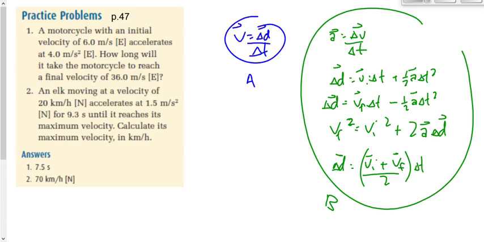All right, let's take a look at question number 1 here. It says a motorcycle with an initial velocity of 6 meters per second to the east accelerates at 4 meters per second squared to the east. How long does it take the motorcycle to reach a final velocity of 36 meters per second to the east? This is accelerating, right? This motorcycle is speeding up. It's accelerating. Therefore, we've got to use our Group B equations, our green equations right here, or at least one of them. Which one? I don't know right now.